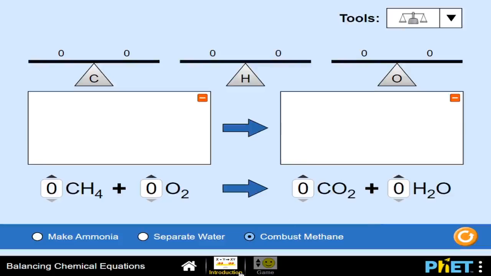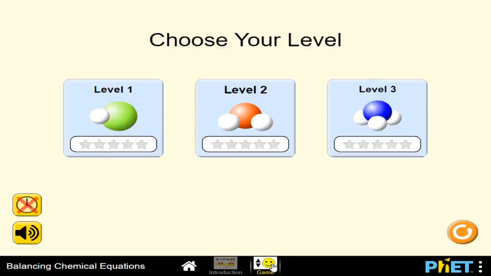Question 8 has you going to the game. So at the game, you have 3 different levels: your easiest, your intermediate, and then your much, much harder questions.